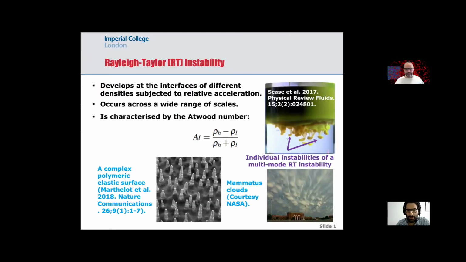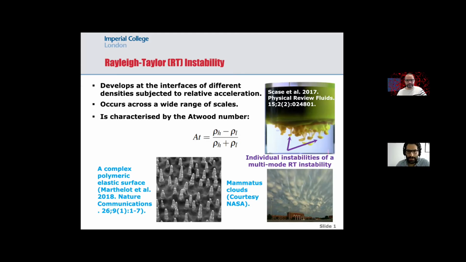About the Rayleigh-Taylor instabilities, they develop at the interface of two fluids when the interface is subjected to relative acceleration, such as, for example, gravity. They are typically multimode, which means that they are formed of many individual instabilities or single mode instabilities. For example, here on the top right, you can see many individual instabilities forming this multimode instability.